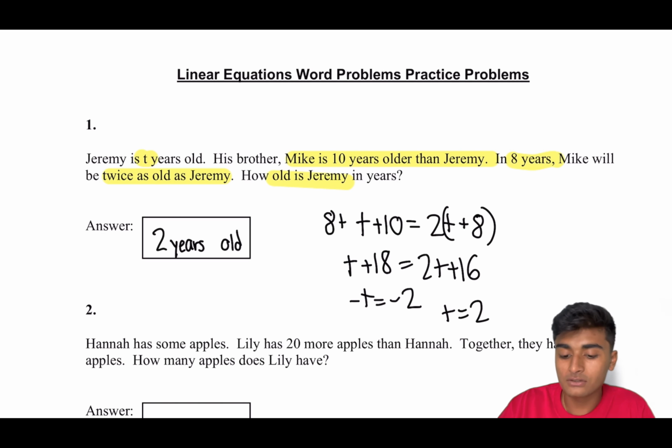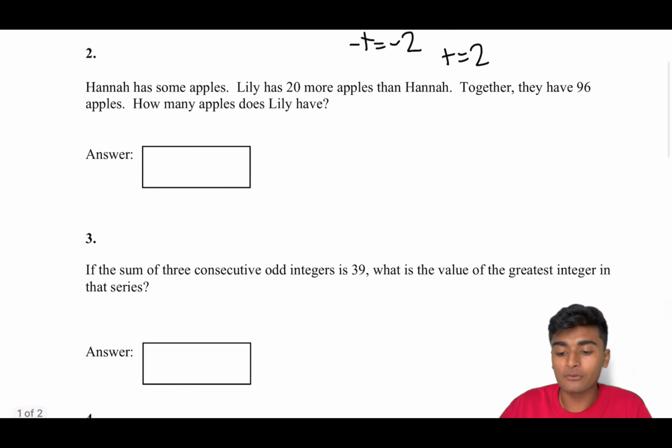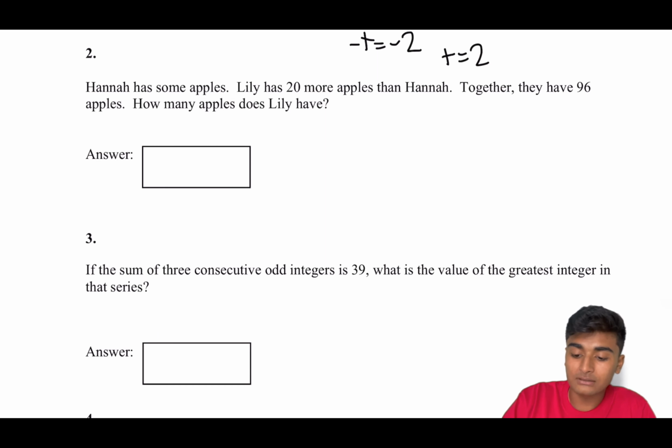Now on to question 2. Hannah has some apples. Lily has 20 more apples than Hannah. Together, they have 96 apples. So how many apples does Lily have? Now, a key part to remember about this question is the fact that we're finding how many apples Lily has, as we can get the answer wrong if we accidentally put Hannah's apples.